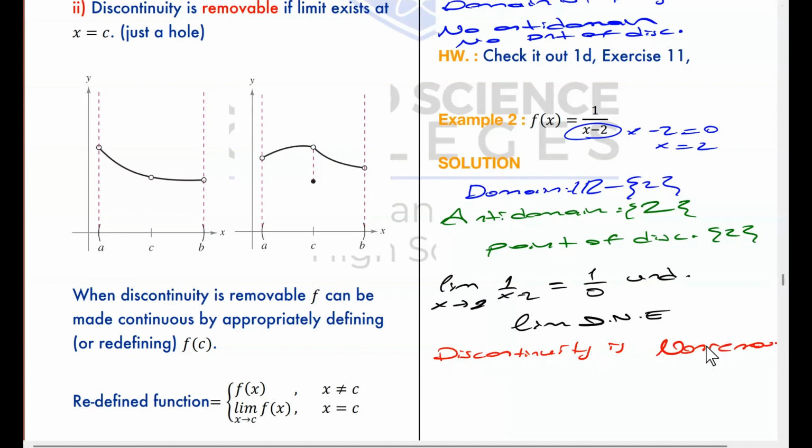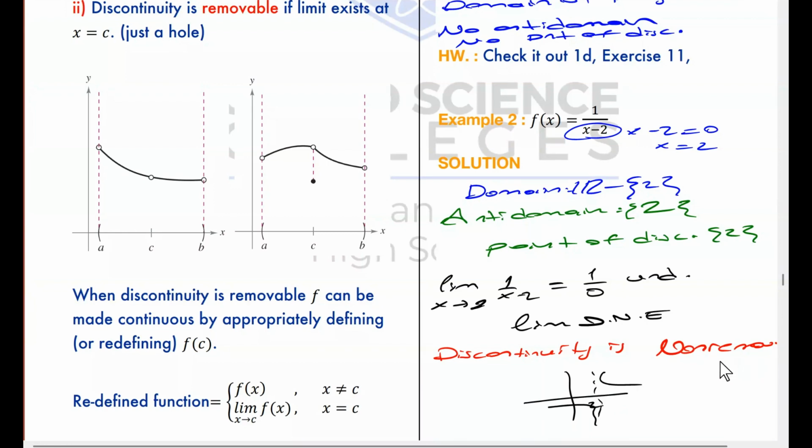So we can't redefine this function. It will stay as it is. It's an inverse function. If you want to picture it in your mind, it's something like that. So there's a break. There is no way that we can bring those two pieces together to make it continuous, to make it an uninterrupted graph. There is no way, there is no hole. We can only do this if there is a hole.